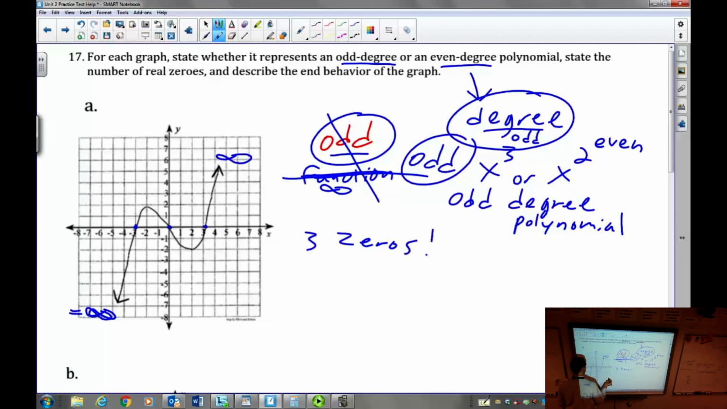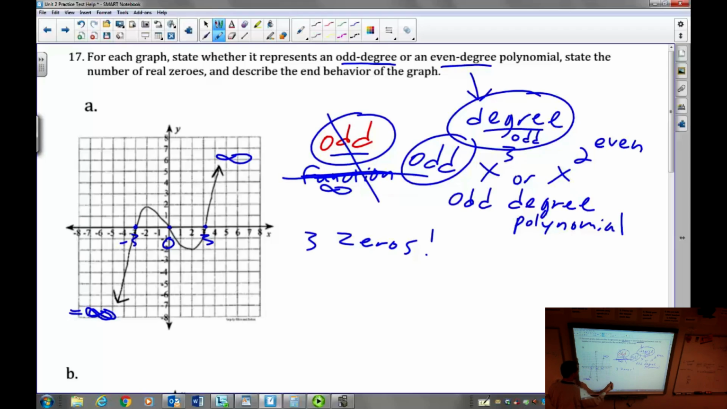It doesn't ask for them, but could you label it? Yeah, well, we got a zero at -3, and we have a zero at 0, and we have another x-intercept, which is another word for zero, at +3. Cool. So 3 zeros. And then describe the end behavior of the graph.